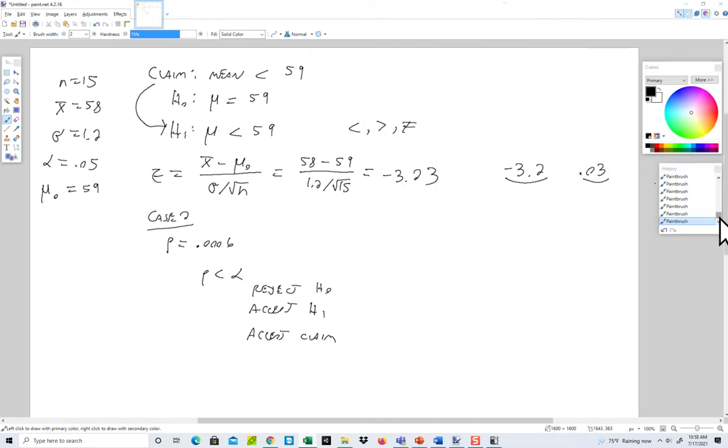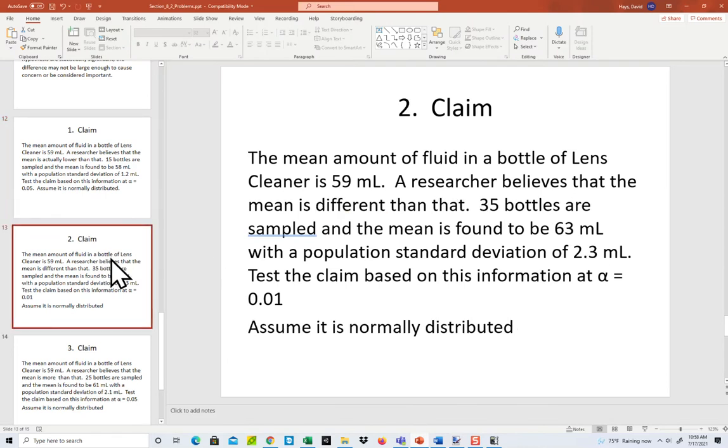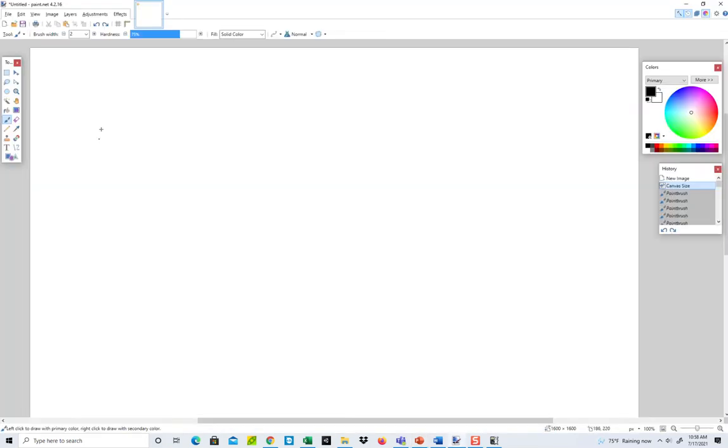Okay, so let's clear this off. And there we go. And let's take a look at the next one. Okay, the mean amount of fluid in the bottle of lens cleaner is 59 milliliters. Research believes the mean is different than that. That sounds like my claim. Different than, was it 59? 59. Now, different, by the way, the note means not equal.